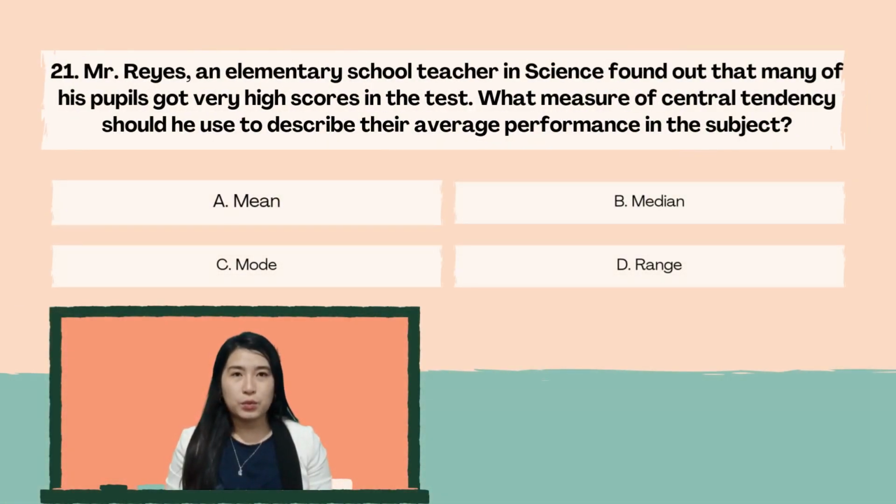Next question. Mr. Reyes, an elementary school teacher in science, found out that many of his pupils get very high scores in the test. What measure of central tendency should he use to describe their average performance in the subject? A. Mean, B. Median, C. Mode, D. Range. You have 15 seconds to answer.